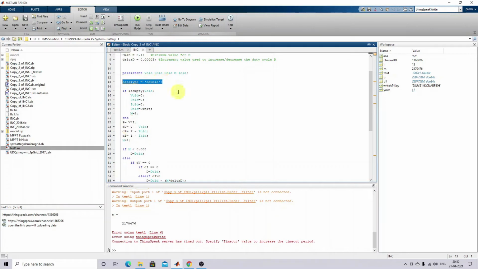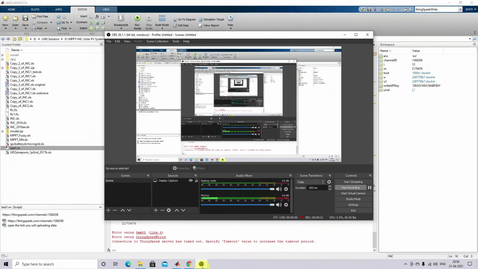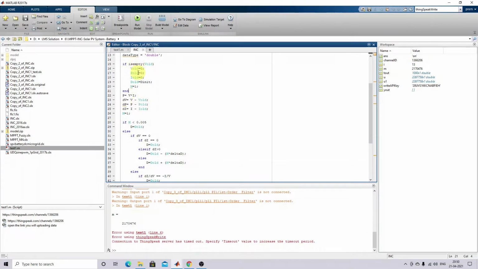All data types are considered double. Initially you have to check whether V volt has a value or not. If V volt does not have any value, we have to assign it. For the previous instant, we initially assign V volt equal to 0, I volt equal to 0, and D volt equal to the initial duty cycle.